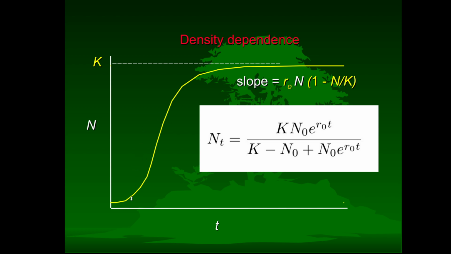So when n is very small, then the slope is quite low, close to 0. As n increases, we increase the slope to a maximum. And then as n increases some more, it reaches the carrying capacity and the slope becomes 0 again. Now you can do some calculus and you can integrate this differential equation to get a relationship between the population density at time t and t. And this is the equation that you get when you do that integration.